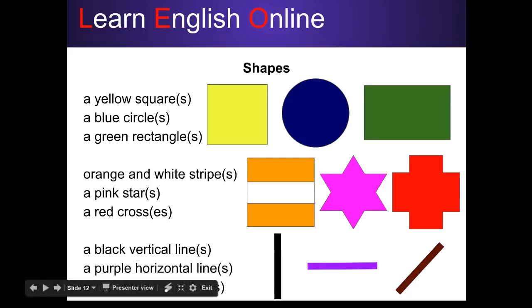Then we have some stars. Here we have a pink star. Now the stars on the American flag weren't pink. Yeah, there were 50 stars on the American flag and they were white stars.